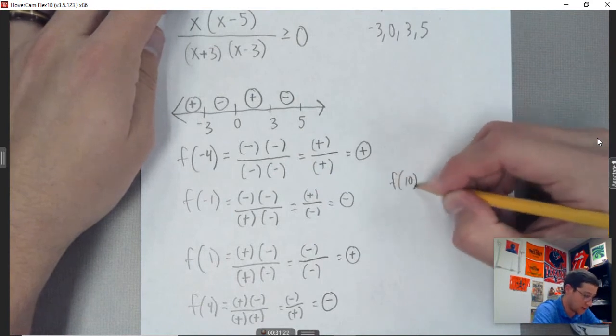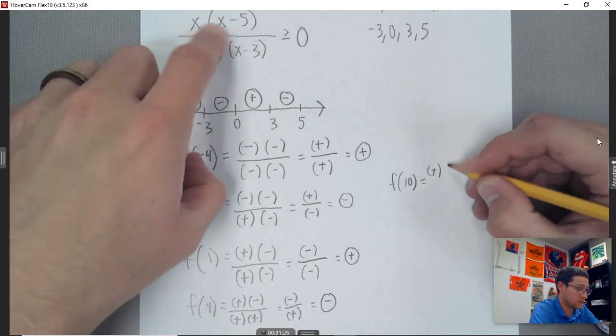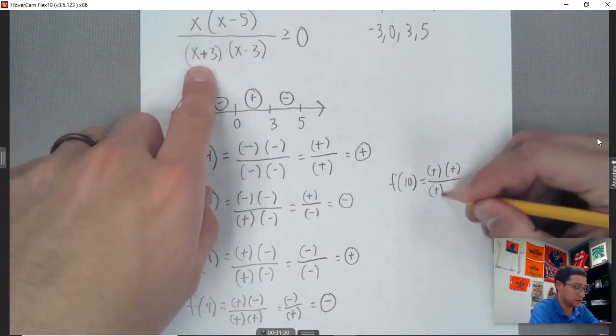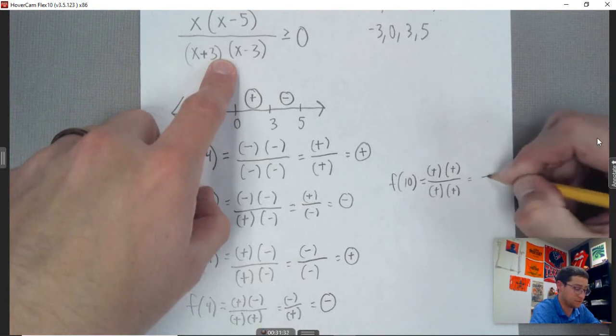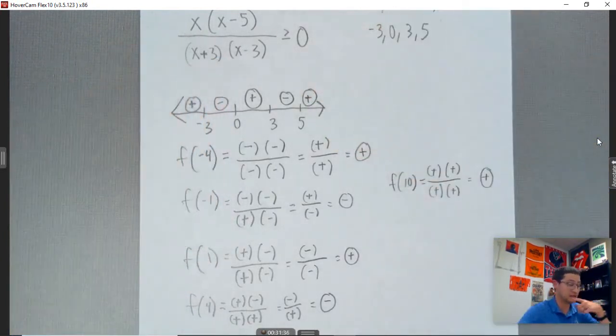And then last one, something greater than 5. Let's do f of 10. Why not? 10, positive. 10 minus 5, still positive. Positive, positive, all around. Boom. Now we have the signs.